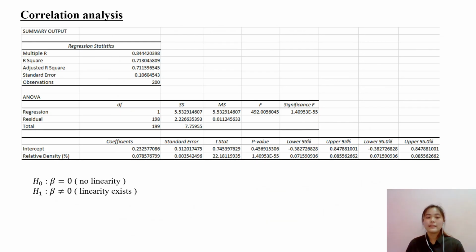For correlation analysis, we can refer to the data. The correlation coefficient R is equal to 0.8444, which shows that there is a highly strong positive linear relationship between the relative density and tensile strength. The R-square value is equal to 0.713, which indicates that 71.3% of the original uncertainty in the value of tensile strength can be explained by the linear regression model. Thus, the linear regression model is adequate.